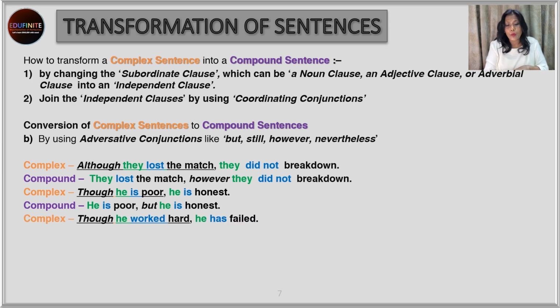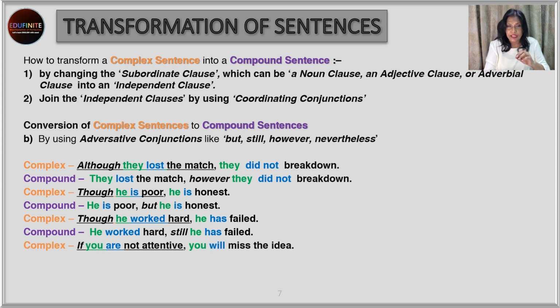Now the next one. Though he worked hard, he has failed. So he worked hard, still he has failed. So still is the adversative conjunction which is joining the two independent clauses. And so this is a compound sentence.